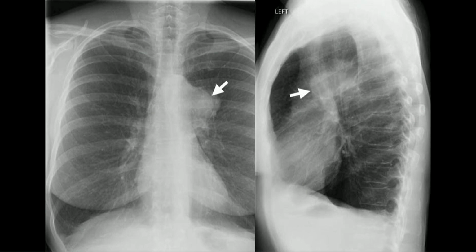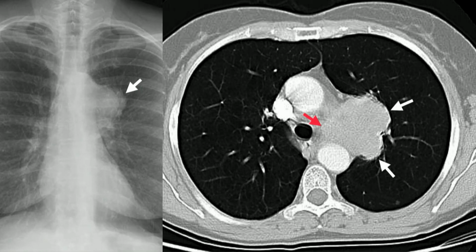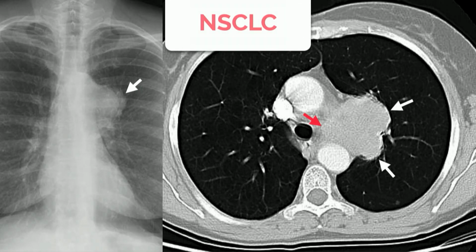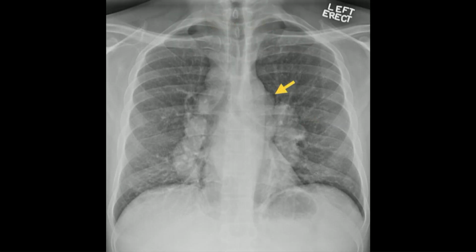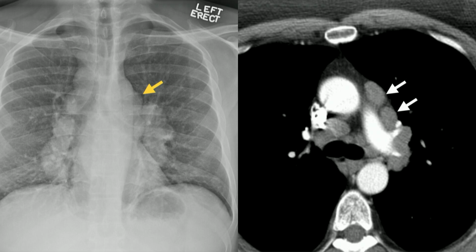Here we have a rather large, not so subtle mass that's resulting in filling and displacement of the AP window. And on CT, we can see it here. This was just a large primary lung cancer that had AP window involvement. Here's another one with filling of the AP window, but obviously there's hilar as well as paratracheal mediastinal adenopathy as well, classic case of sarcoidosis.